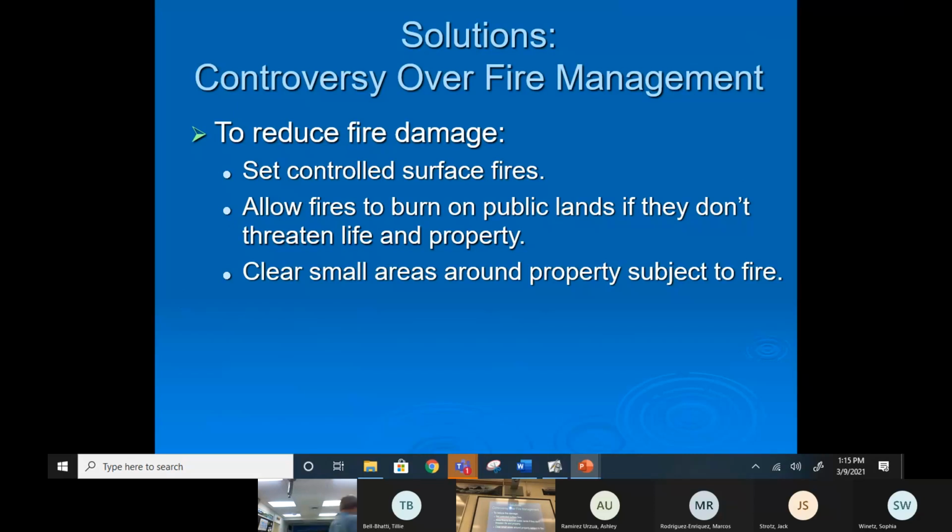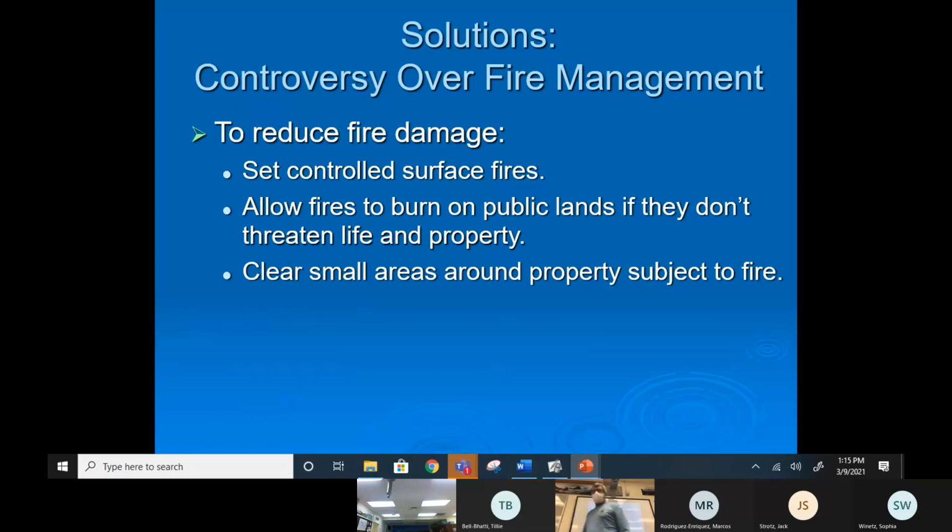And I think we talked about this some the other day, right? We can reduce fire danger by having controlled burns, and we can create defensible space. We can allow small fires to go ahead and burn if they're not a threat to people.